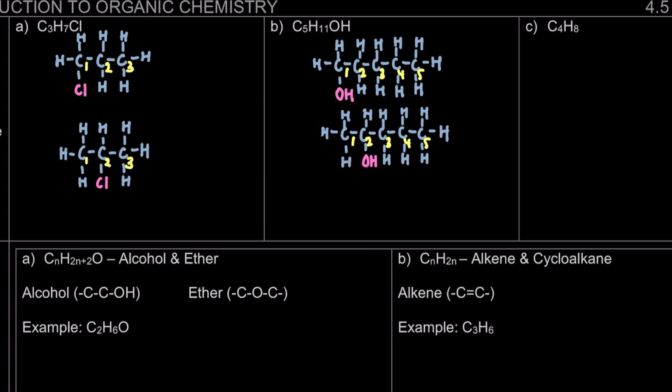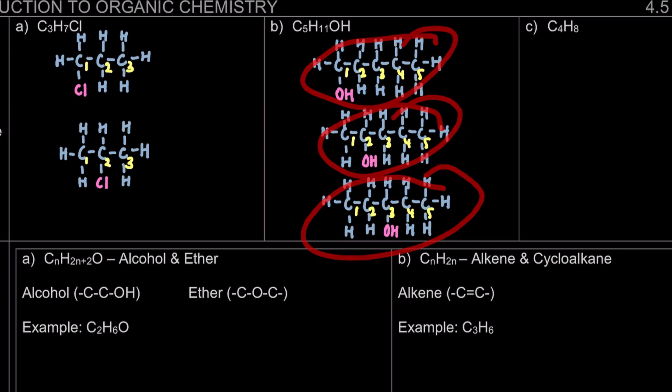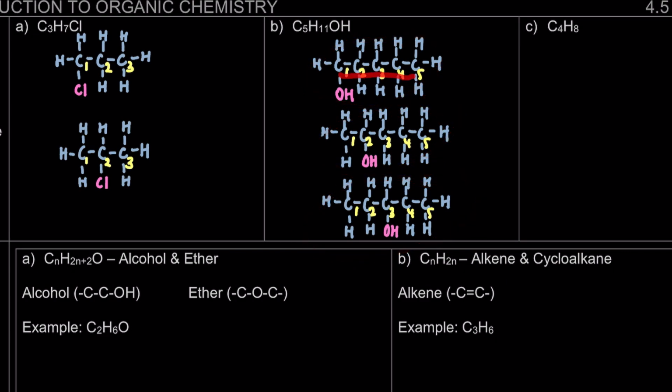So is there any more possibility for a difference in the position of the functional group? Yes, we can put the OH on carbon number 3. So again, the carbon is attached to the oxygen, and we fill up with H. So for C₅H₁₁OH, there are 3 possibilities where the carbon chain is still the same. This is not chain isomer, this is positional isomer, because the difference is the position of the functional group, which is the OH, the hydroxyl.